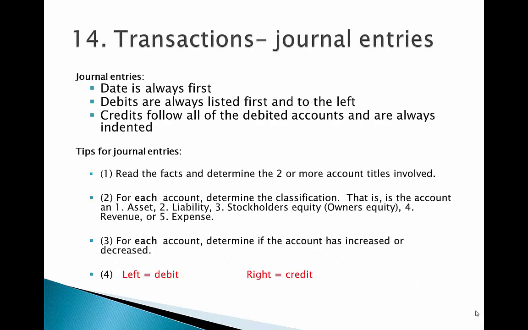Transactions, journal entries. In a journal entry, the date is always first, the debits are always listed first and to the left, and credits follow the debited accounts and are always indented. Tips for journal entries. Step 1: Read the facts and determine the two or more account titles involved. Step 2: For each account, determine the classification, that is, is it an asset, liability, stockholders' equity, revenue, or expense. For each account, determine if the account has increased or decreased.